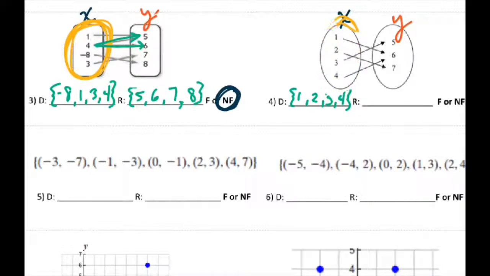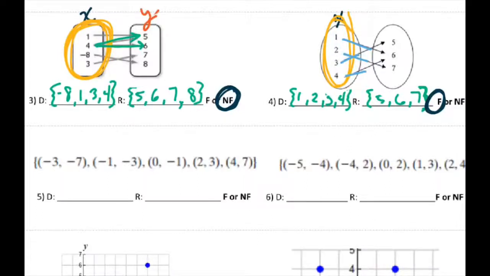Range is y's. So my range is my y values. There's only 3 of them. That's fine. It's a 5, a 6, and a 7. Function or not a function? We check our x's. To check if this is a function, each of these numbers just has one line coming off of them. So we're good. This here is also a function. So easy.